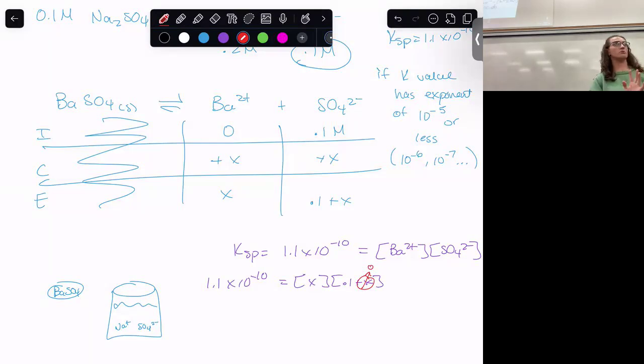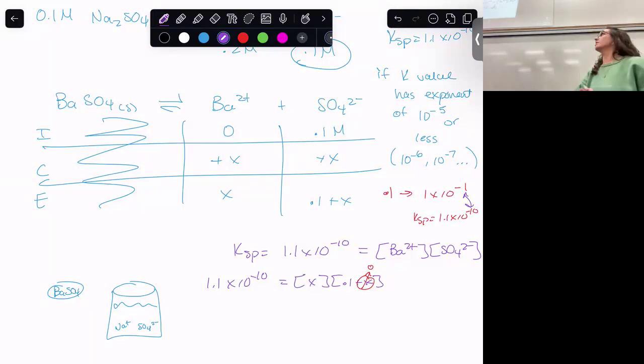Because the other time that you can assume that the X will be negligible is if you have a magnitude difference of 3 or more between your KSP exponent and your initial concentration exponent. So 0.1 is actually 1 times 10 to the negative 1, and our KSP is 1.1 times 10 to the negative 10th. So there are 9 magnitudes of difference between -1 and -10. Since that is such a large range, we can assume that any change is going to be negligible there. Okay.